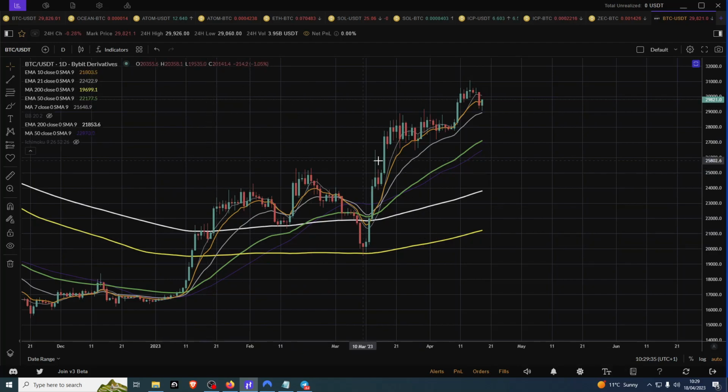Now, like I say, just looking at the chart, you can see the relevance to the majority of price action hanging around these moving averages, whether it's a resistance or a support.